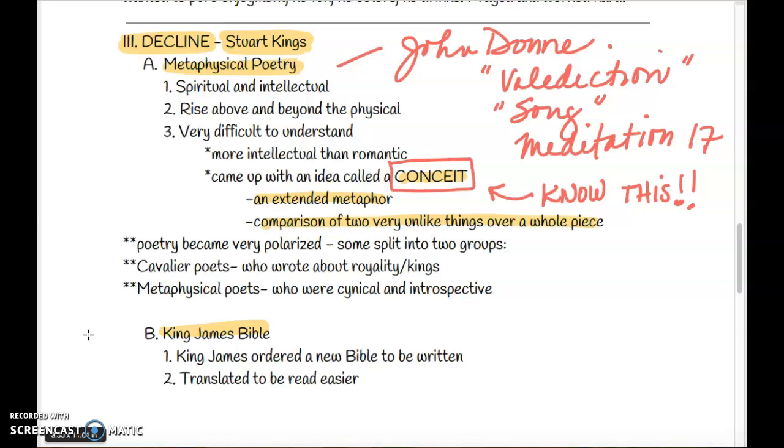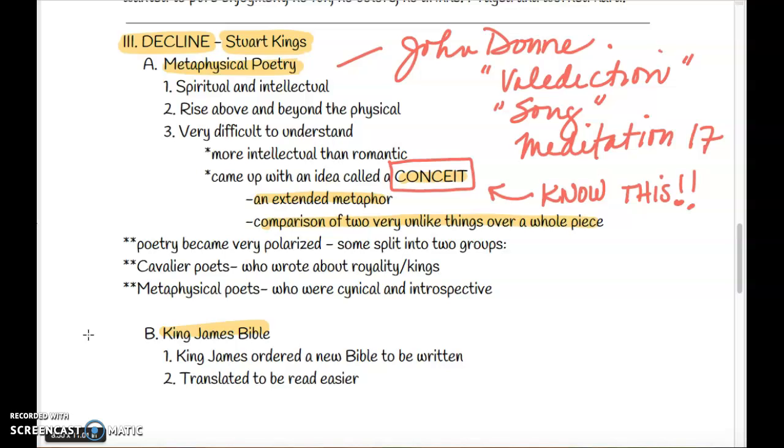One is called Song. It's a very short poem about finding love. The second one is called A Valediction, Forbidding Mourning, and it's this beautiful poem about John Donne's love for his wife. And then after his wife dies, he becomes a preacher and he writes meditations. So we'll read Meditation 17. These metaphysical poets were very spiritual and intellectual.